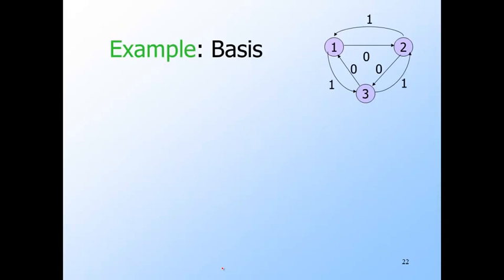Here's our example DFA again. R12 super 0 equals 0, since that is the label of the arc from state 1 to state 2, and of course state 1 is not equal to state 2. Now consider R11 super 0. There's no arc from state 1 to itself, so we start out with the empty set. However, since the beginning and end states are the same, we add epsilon.